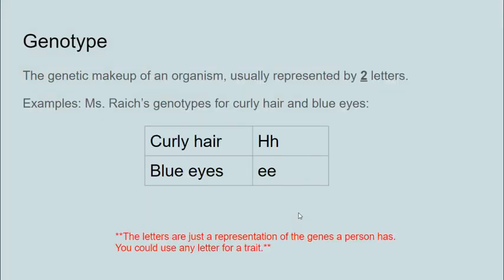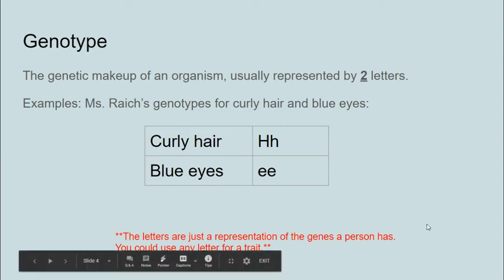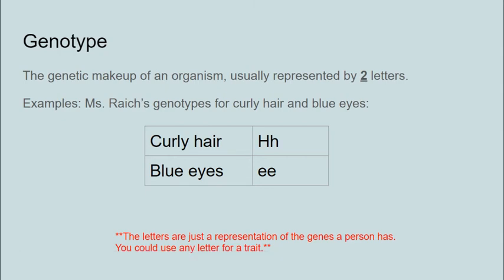Genotypes are the genetic makeup of an organism, which are usually represented by 2 letters. So my genotypes for curly hair and blue eyes, curly hair would be capital H, lowercase h, and then blue eyes would be lowercase e, lowercase e. Now, the letters are just a representation of the genes a person has. You could use any letter for a trait. In some cases, you will have the letter given to you, and in some cases, you will just get to choose your own. That'll become clearer as we go.